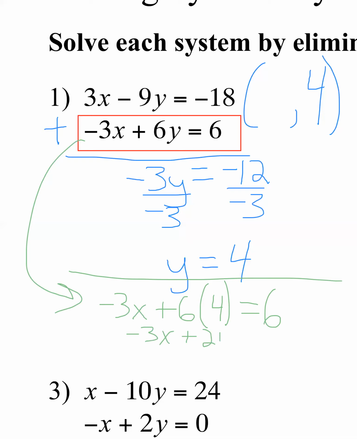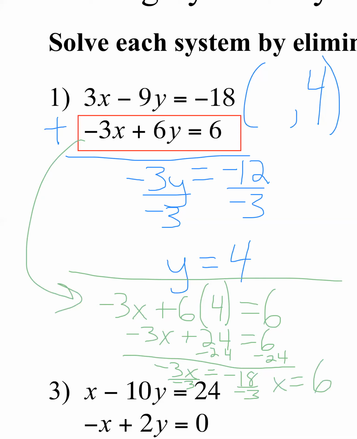So 6 times 4 is 24, minus that 24 over, 6 minus 24 is a negative 18. Divide both sides by a negative 3. Looks like x is going to end up being a positive 6. So then I can go ahead and put it right up here in my answer. 6 comma 4. And just like with all of the other systems we've done, you can check that. Take 6 and 4 and plug it into both equations, and it should work out perfectly.